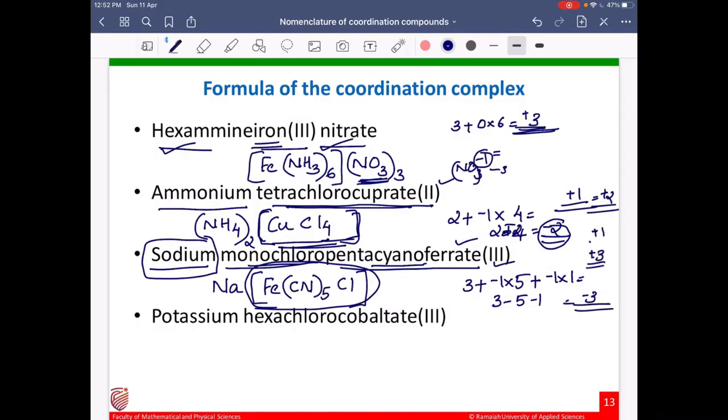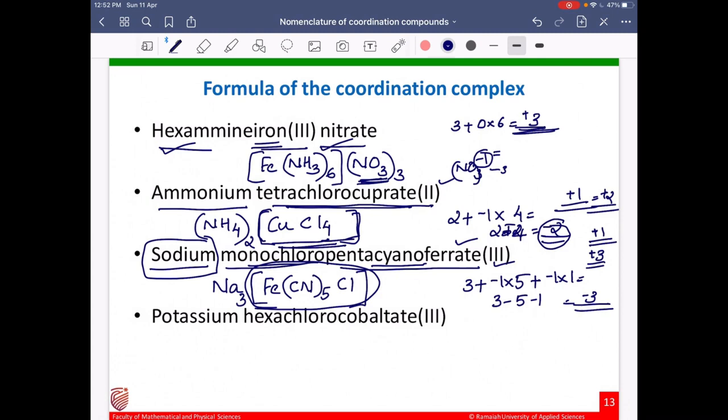But one sodium ion will provide only +1. So a total of 3 sodium ions should be present as counter ions. So the formula will be Na3[Fe(CN)5Cl].